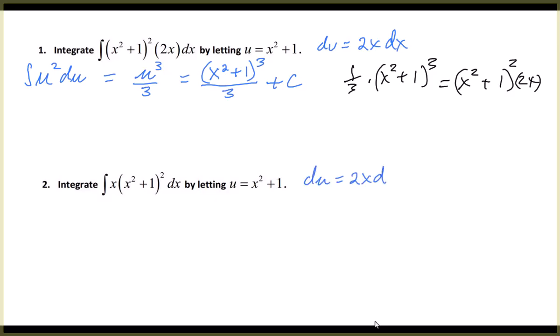The next one, has du changed? Yes. Okay, try again. Has du changed? Why is it 2? Oh, u, yeah, I got you. All right. If u is x squared plus 1, then du is 2x dx. Yeah, that makes sense. Okay. If I'm going too fast, say something.